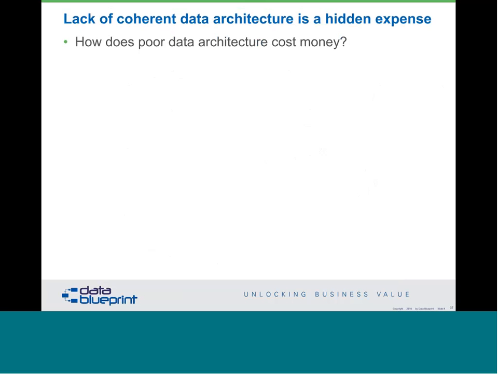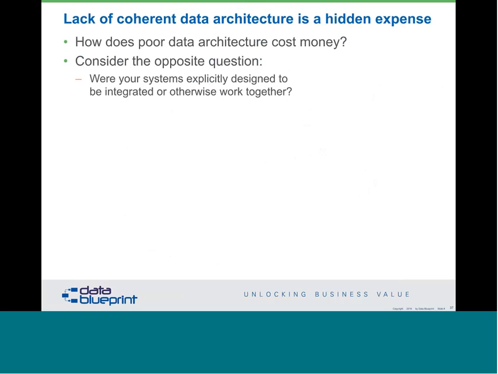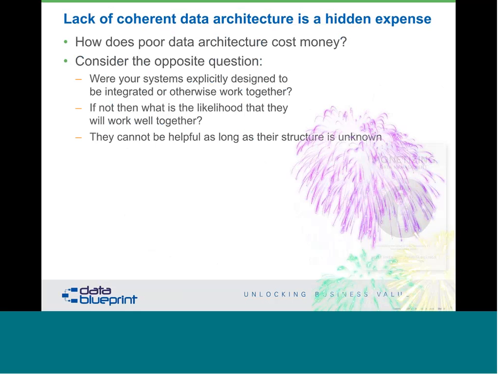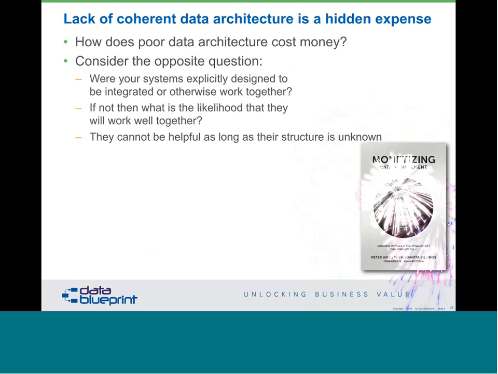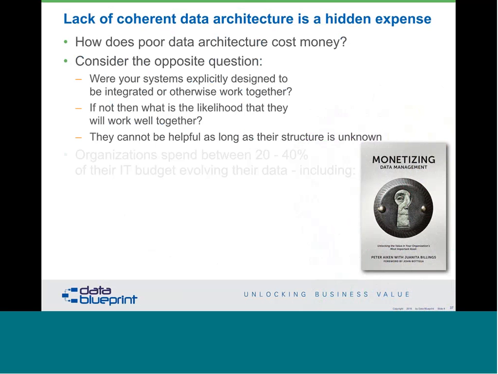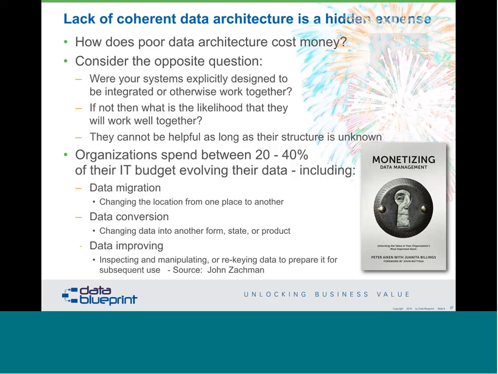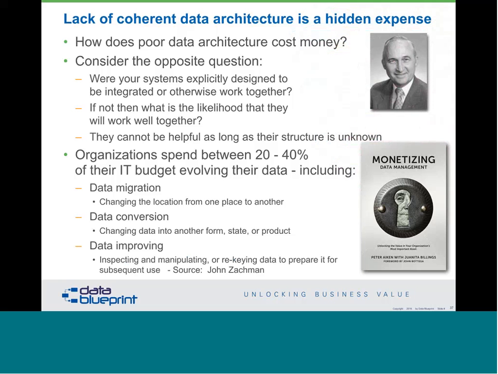Or, let's ask another question: how does poor data architecture cost money? Well, if your systems were not explicitly designed to be integrated or otherwise work together, what is the likelihood that they will just happen to do so? Because they can't be helpful as long as their structure is unknown. And John Zachman has given us these numbers for many years: 20 to 40% of IT costs are spent migrating, converting, or improving data around the organization.